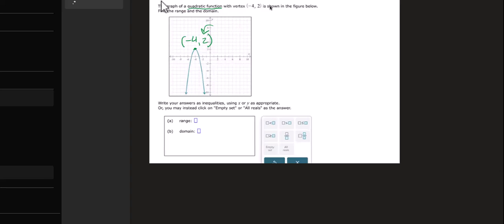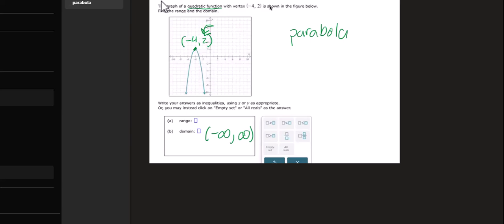The graph of a quadratic function with vertex negative 4, 2 is shown in the figure below. Find the range and the domain. So the vertex is negative 4, 2. The part that's important is the 2. Because for all quadratic functions, all parabolas, the domain is always going to be negative infinity to infinity.